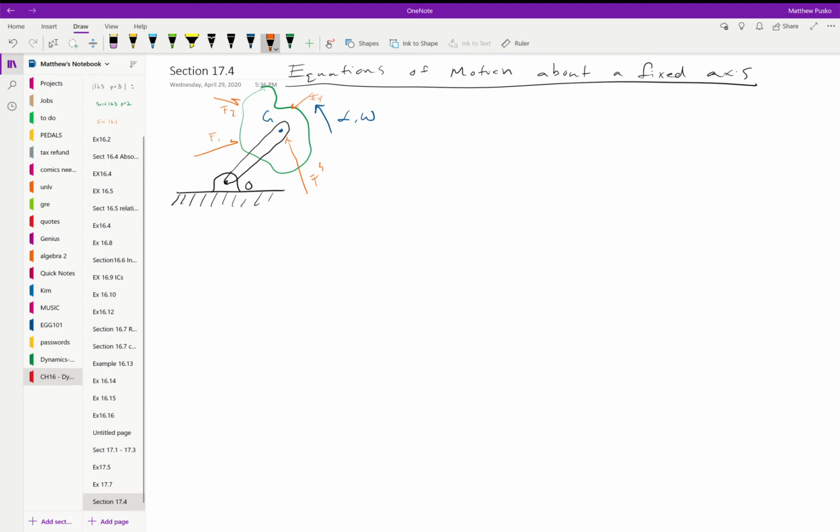Okay, let's talk about section 17.4 and equations of motion about a fixed axis. Fixed axis being the key word, so this is about a hinged point or a fixed point and something else is rotating about it. In this case, I've got this green blob, and it could be an arm, a lever arm or something too.